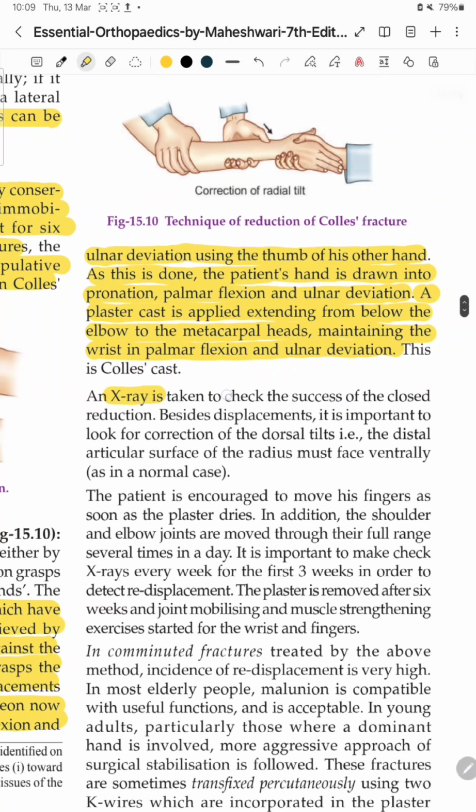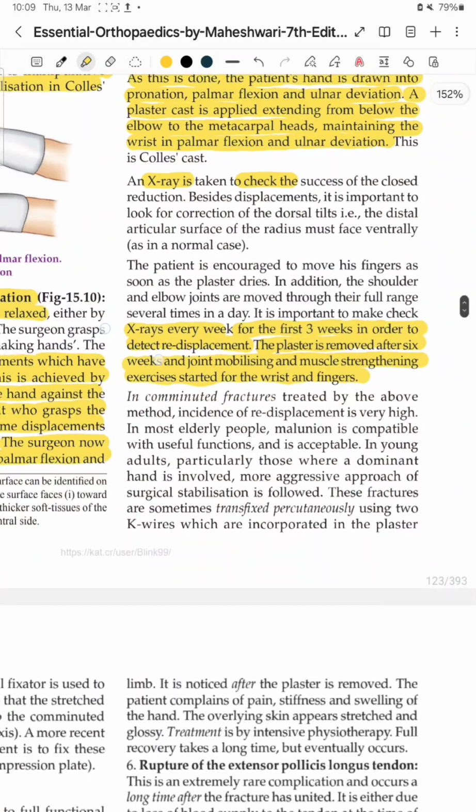Check X-rays need to be carried out. Check X-rays every week are needed for the first 3 weeks in order to detect redisplacement. Plaster is removed after 6 weeks and joint mobilization and muscle strengthening exercises are started for the wrist and the fingers. It is also necessary to check whether proper correction is achieved or not.